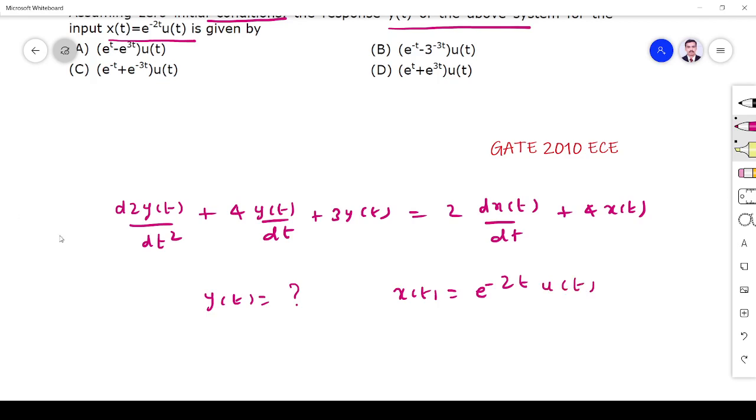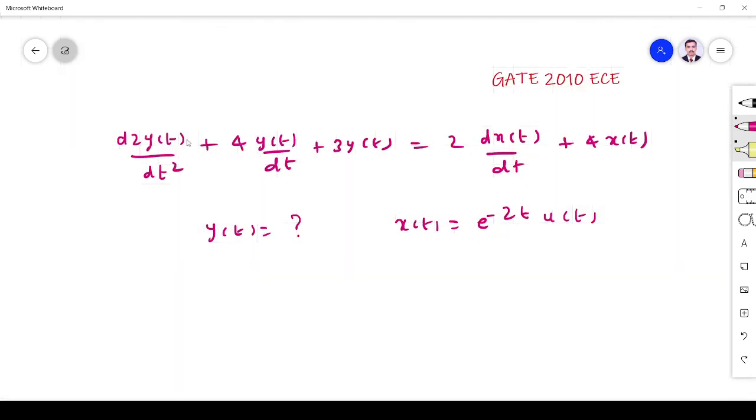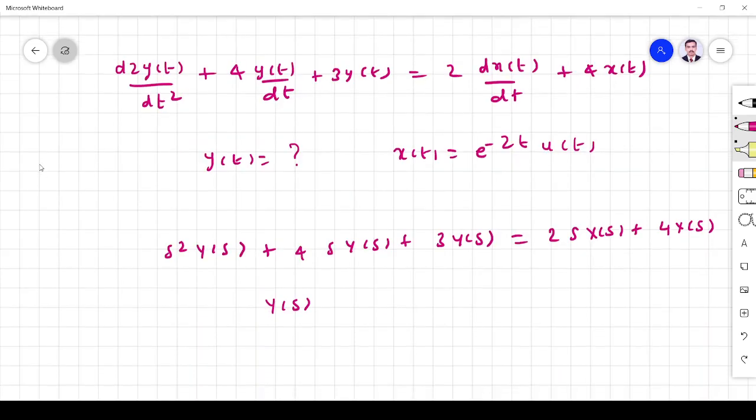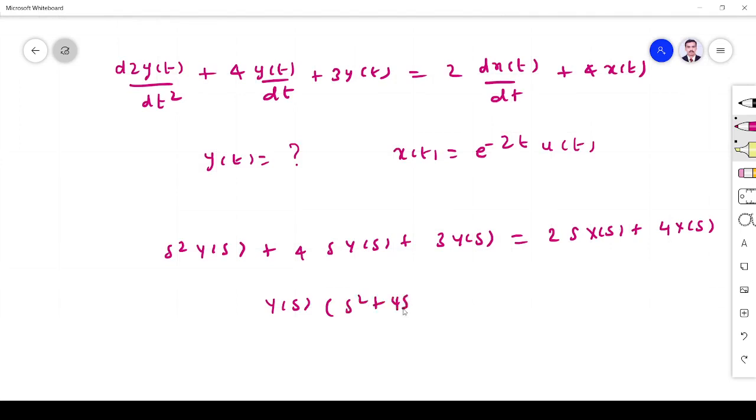To solve this problem in the simplest way, I take the Laplace transform and convert the differential equation into an algebraic equation. So for d squared y by dt squared, it is s squared Y(s). For dy by dt, s into Y(s), plus 3 Y(s) is equal to 2 s X(s) plus 4 X(s). So Y(s), if I take it outside, s squared plus 4 s plus 3. 2 X(s) I take outside, s plus 2.